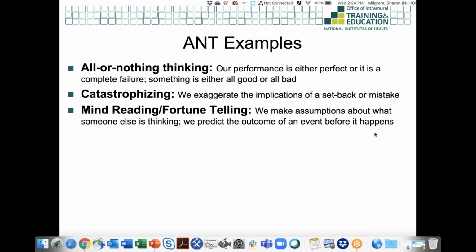And somebody just typed in definitely me. And I see lots more people typing that in. All right. And then fortune telling goes along with it. There, in that case, someone says, maybe you need to study with other people. And you think, well, I won't even ask because they won't want to study with me. That's fortune telling. How many of you do that? Let's go ahead and pop that in.